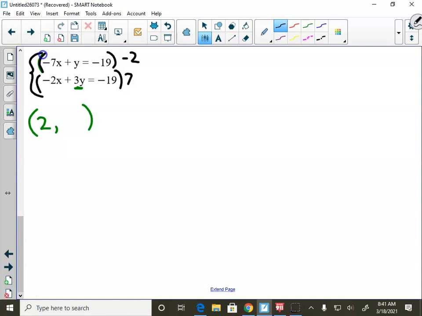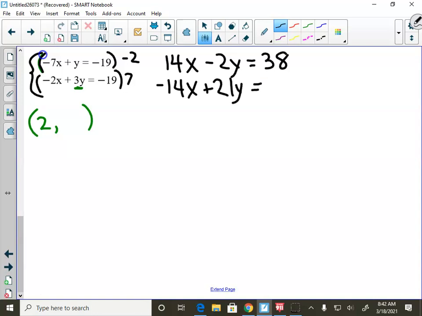So I have negative 2 times negative 7 is 14x. Then I have negative 2 times y is negative 2y. And that's going to be equal to positive 38. Then I have negative 2x times 7 is negative 14x. So there you can kind of see we're going to eliminate the x. Then I have 7 times 3y is going to be positive 21y. And that's going to be equal to negative 19 times 7 is negative 133.